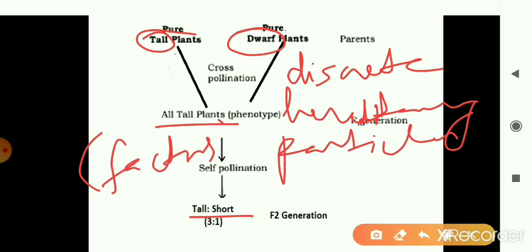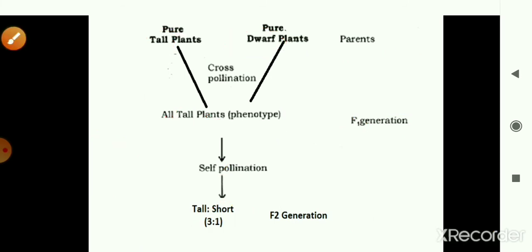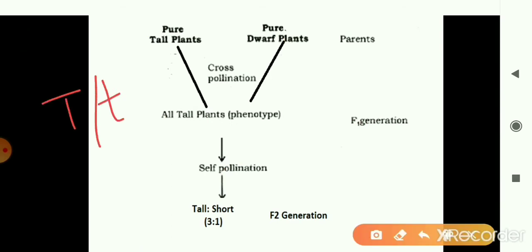And why did he say so? Because he got only tall and short plants: F1 generation all tall, F2 generation both tall and short. There were no medium height plants. So there were some discrete particles that were controlling the traits, and those discrete particles he called factors. Now, for giving a symbol to the factors, he made use of alphabets. Like for height, the alphabet that was used was T.